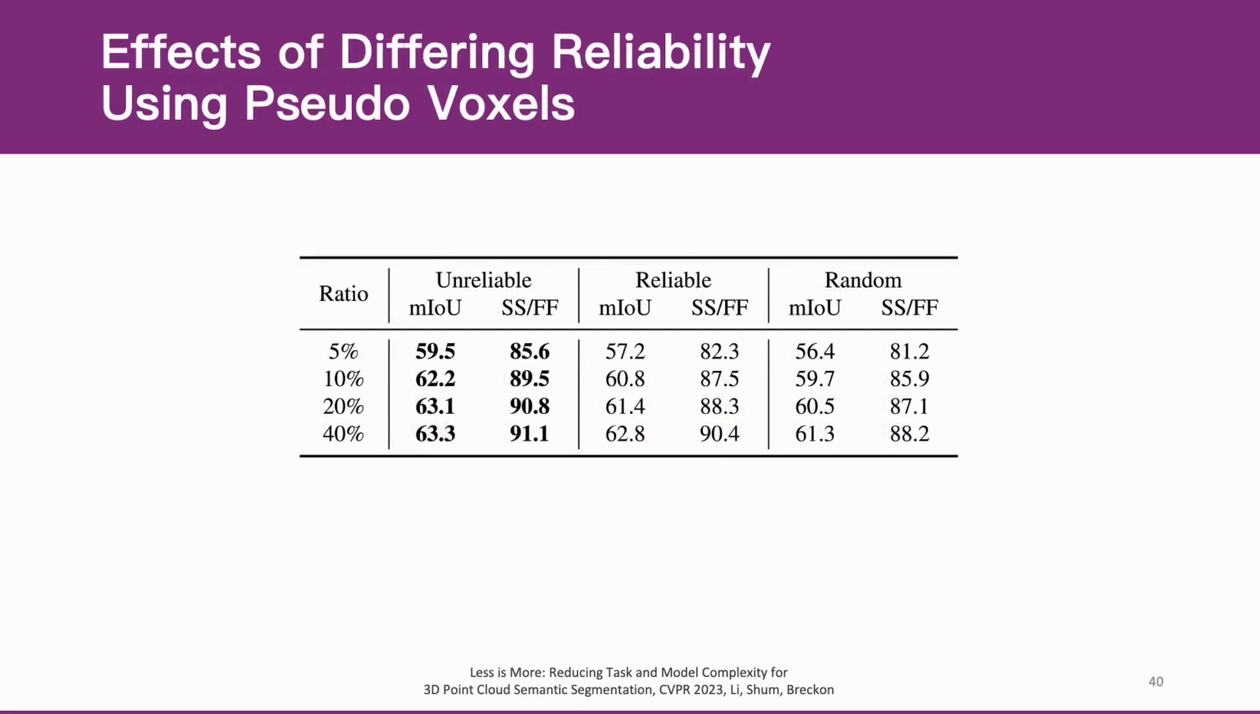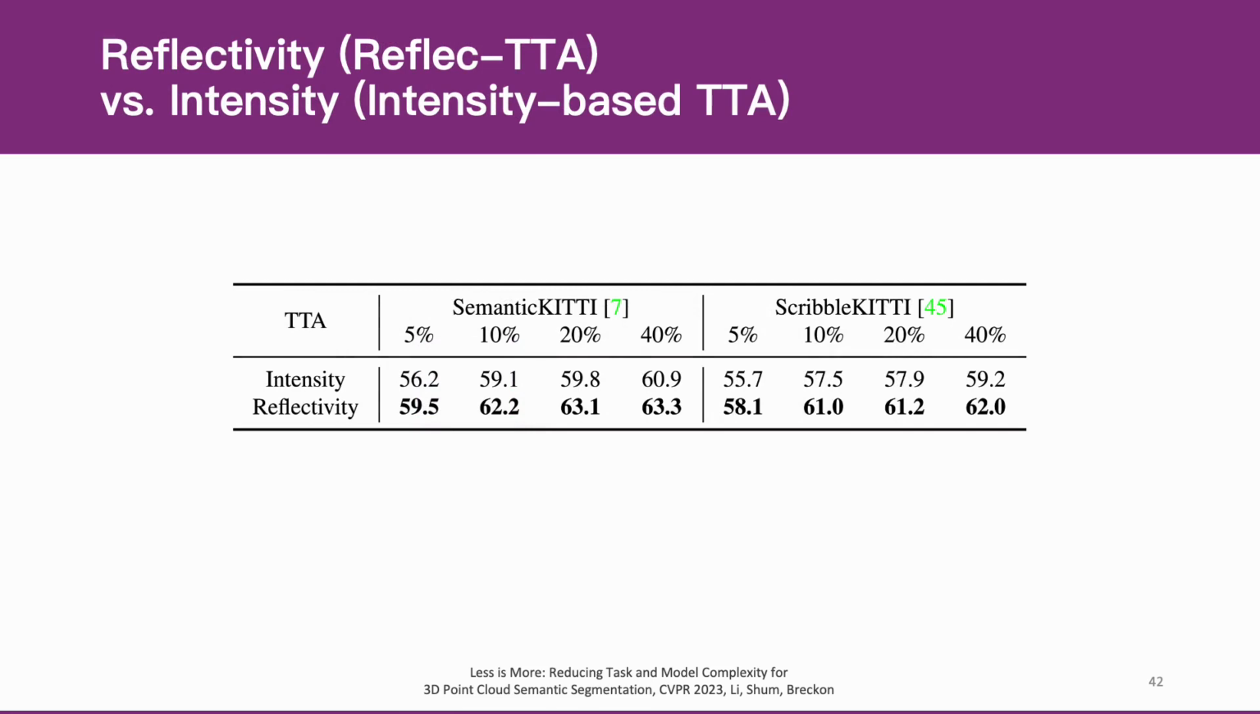To illustrate the improvements of using unreliable pseudo-labels, we evaluate selecting negative candidates with different reliability. The unreliable selecting of negative candidates outperforms other alternatives, showing the positive performance impact of unreliable pseudo-labels. We compare our performance with and without Reflec-TTA in different sampling ratios. The results show that the LiDAR intensity feature, in place of the distance-normalized reflectivity feature, can offer inferior on-task performance.